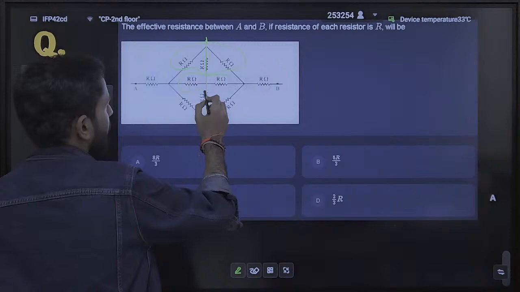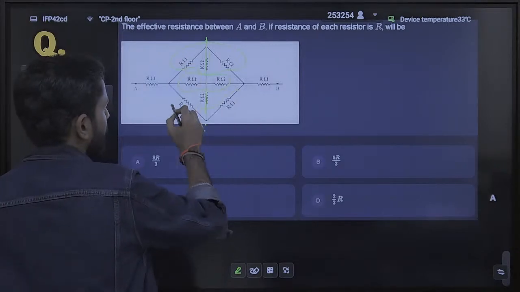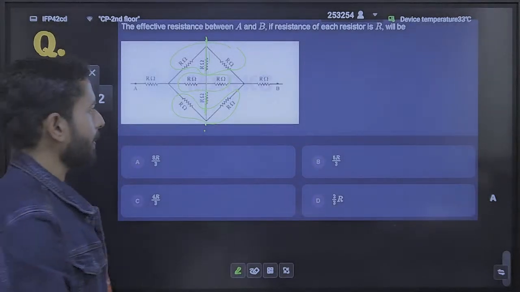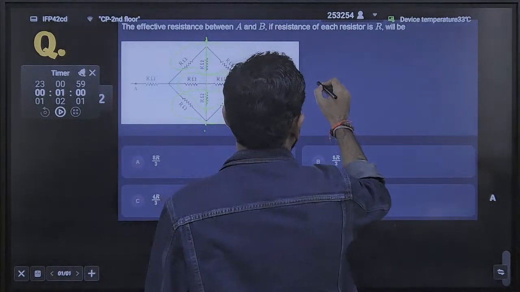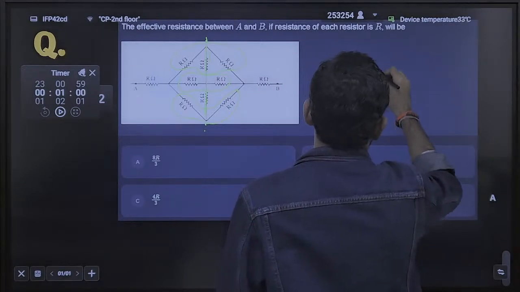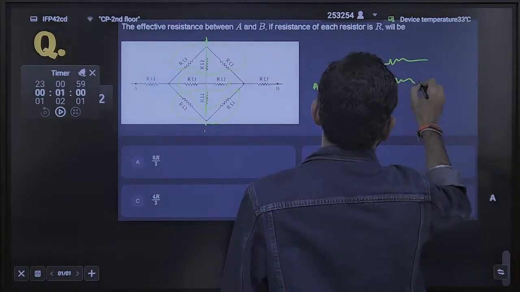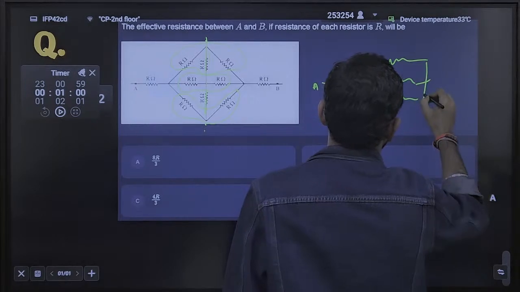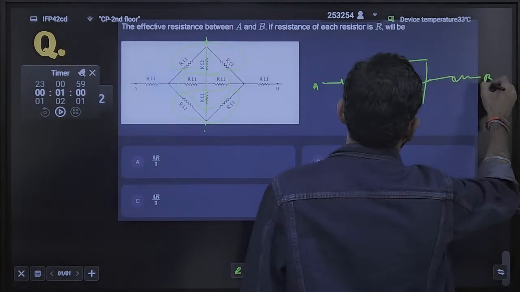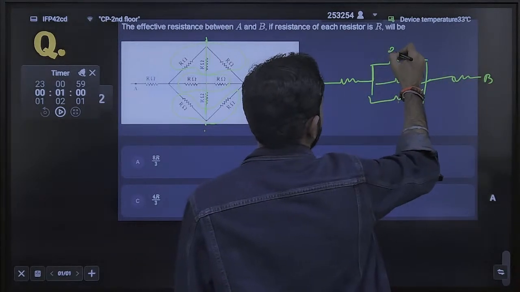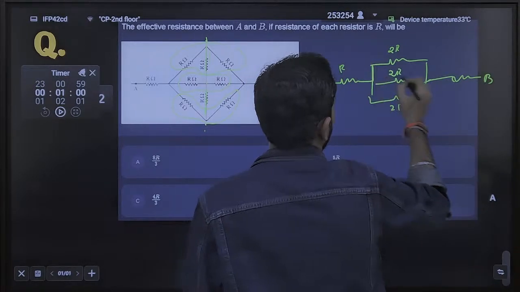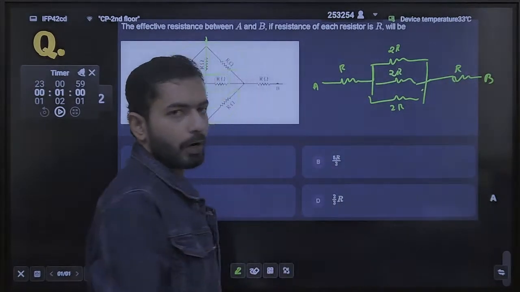These two are becoming in series, and these two are becoming in series. All these three series combinations will become parallel to each other. That means I can also draw this point A, having three resistances here, and here also one resistance, and this is point B. What are these resistances I can say? 2R. This will become 2R. This will become 2R. This will become R. This will become R.